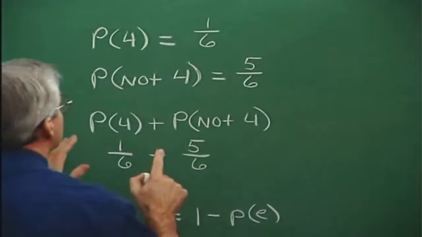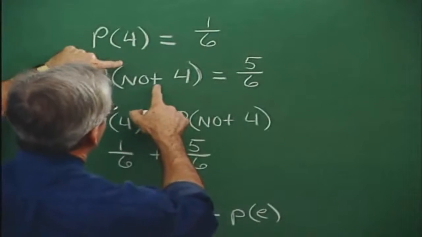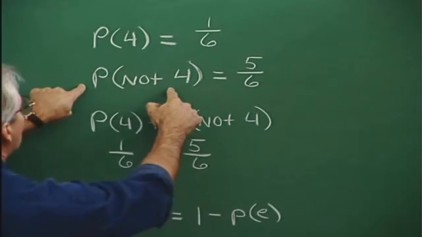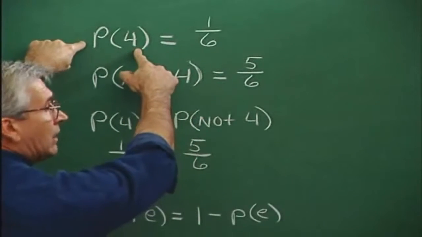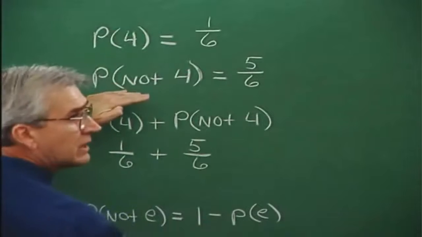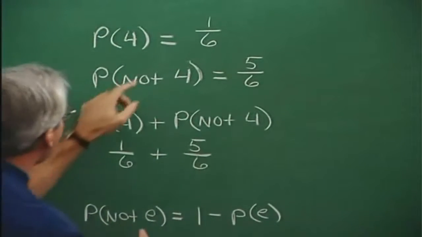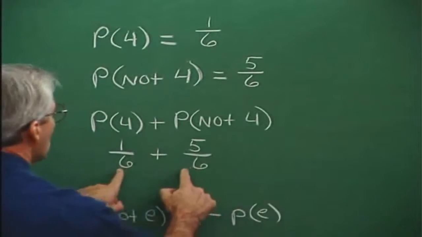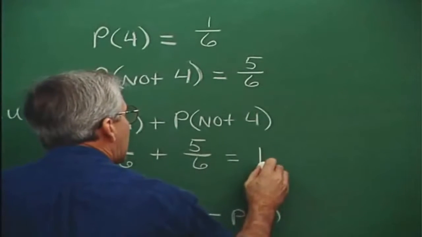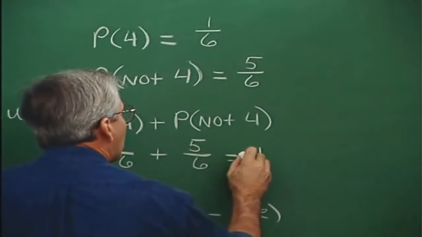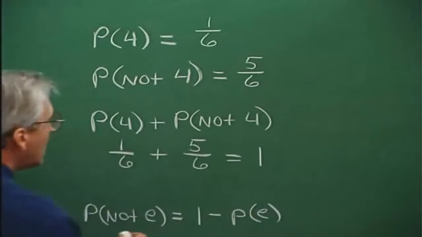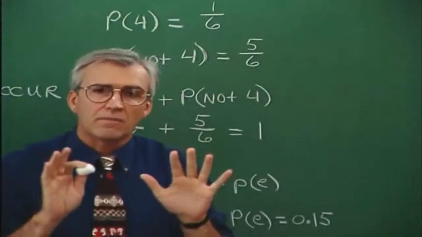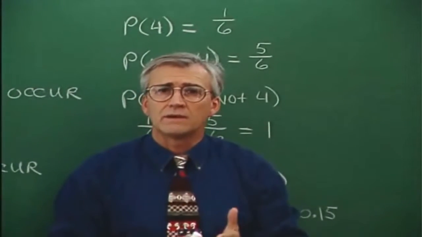Now, notice that the items that we're thinking about when we talk about not 4, along with the item of rolling a 4, represent the entire sample space. And if we add these two, that is the probability of 4 plus the probability of not 4, we get 1. And that's sort of always going to be the case. If we cover all the bases with the possibilities, then the probability sum would be 1.